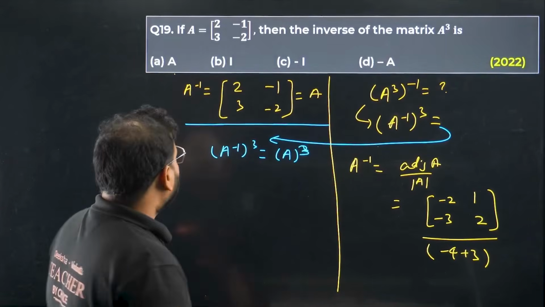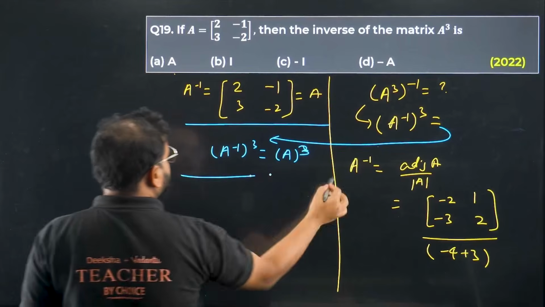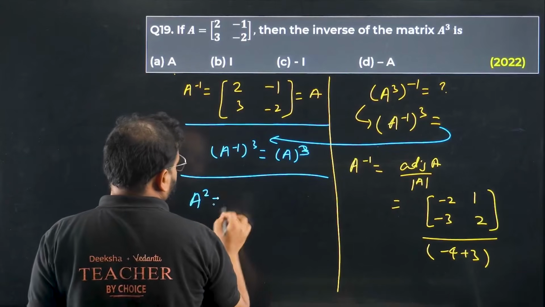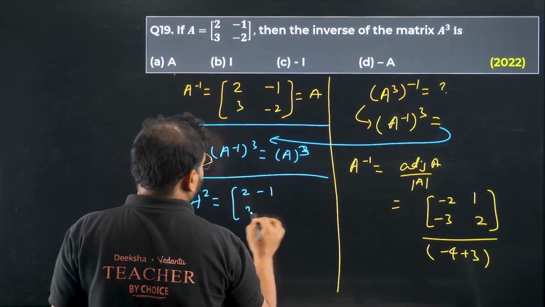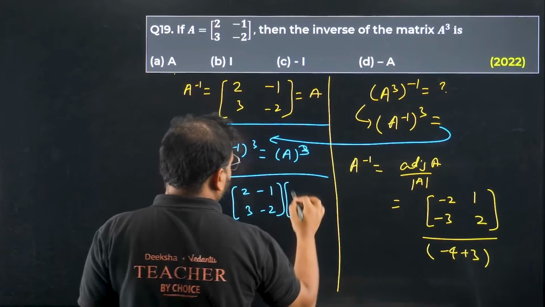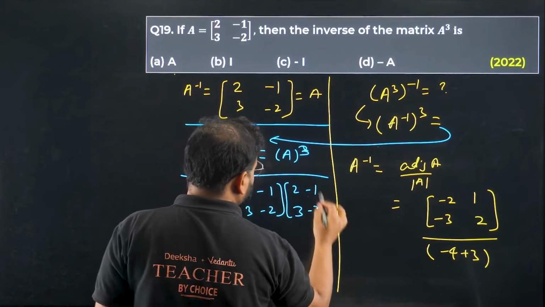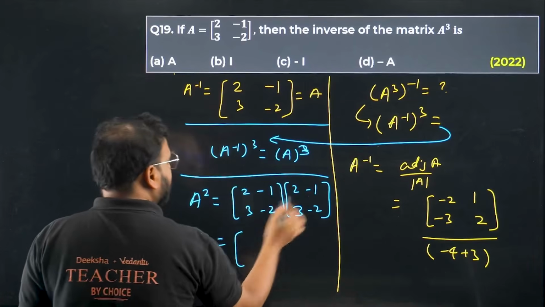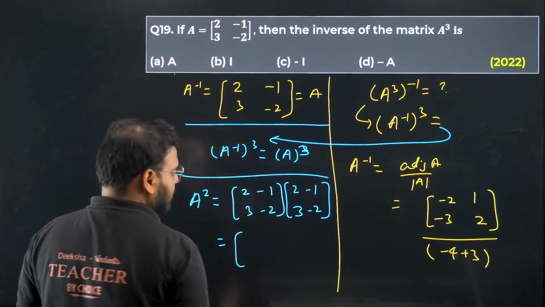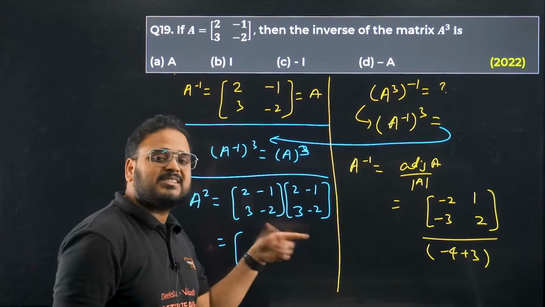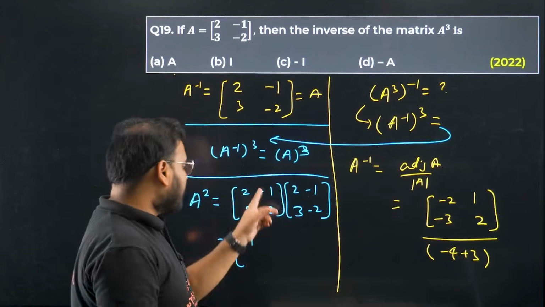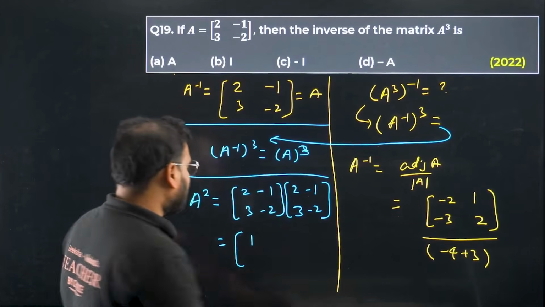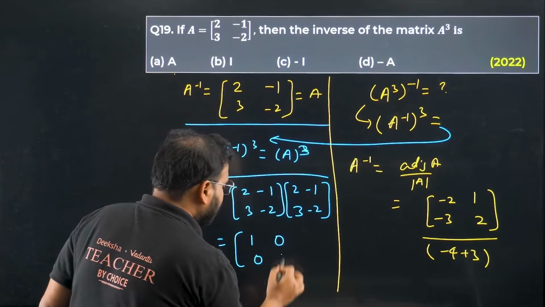Now how do you find A cube first? You have to find A square. So what is that going to be? 2 minus 1, 3 minus 2. Same thing will repeat. Do it over here. I get 2 into 2 is 4, minus 1 into 3 is minus 3. Answer is 1. 2 into minus 1 is minus 2. Minus 1 into minus 2 is plus 2. Answer is 0. You'll get here 0, you'll get here 1.